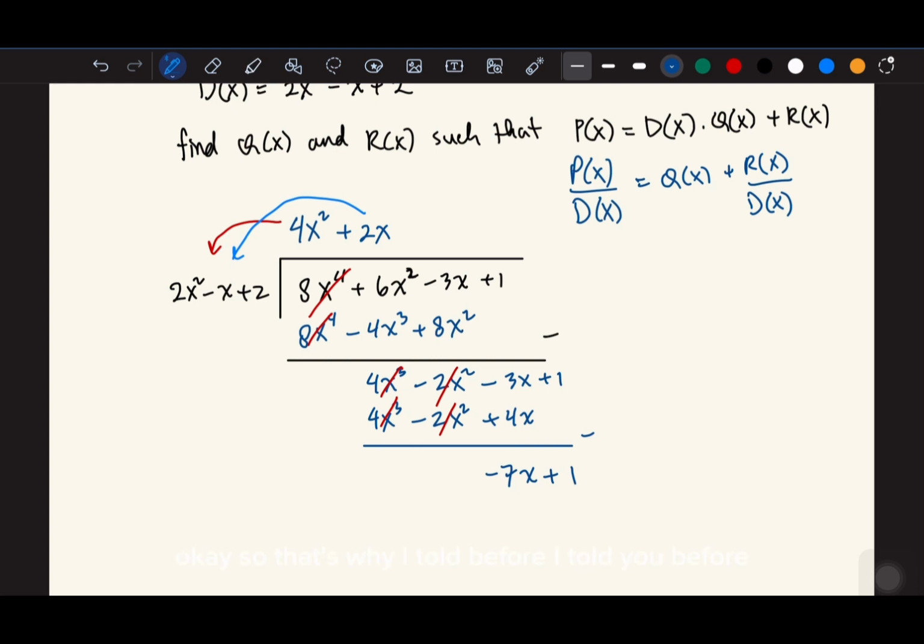That's why I told you before, if you're not familiar with this, we can write here, just to practice, because if you're not able to do this usually, we can write this as 0x cubed, like that. I know it's weird, but this is to make it a habit. You can start with 0 here, because sometimes if you're not careful, you may miss something and then get the wrong conclusions.